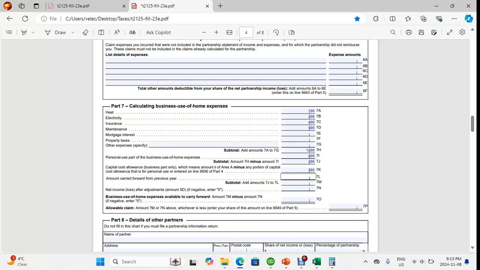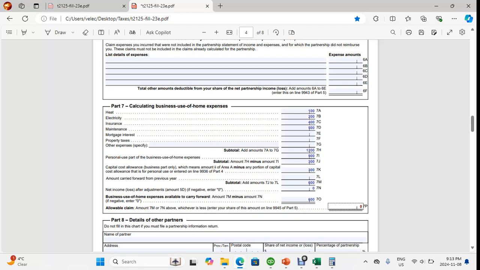7L will be 0, 7M will be $600, and finally your 7O will be $600. Your allowable claim, 7P, will be 0. 7P is 7M or N, whichever is less. 7N is 0, which means 7P will be 0. So that is basically your 7P.